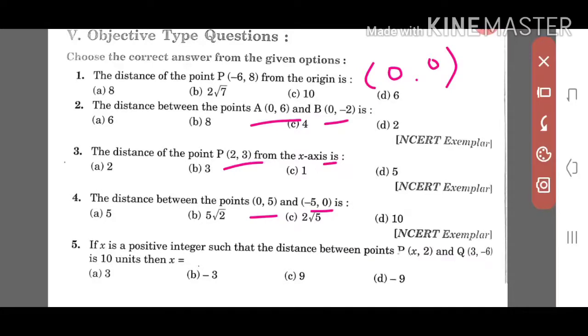If x is a positive integer such that the points P and Q are given to you, and the distance is 10, you have to find your x. This type of question will also be done.